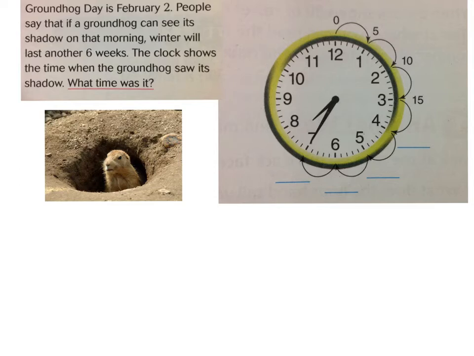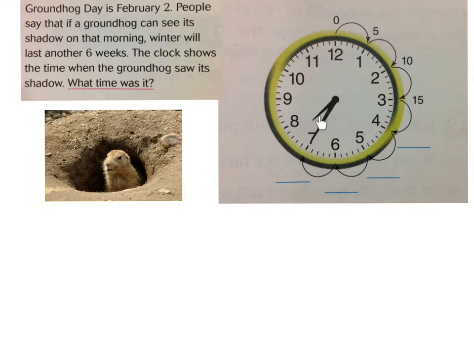Now that we've had a little bit of review, let's take a look at our first practice problem. The problem says, Groundhog Day is February 2nd. People say that if a groundhog can see its shadow on that morning, winter will last 6 weeks. The clock shows the time when the groundhog saw its shadow. What time was it? Be sure to underline your question. What time was it? To find the time, we will look at the picture of the clock.